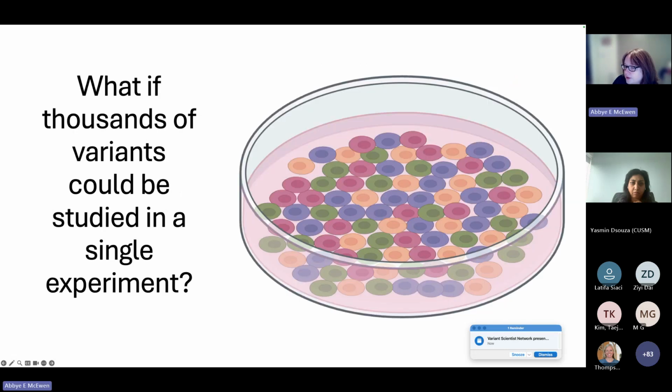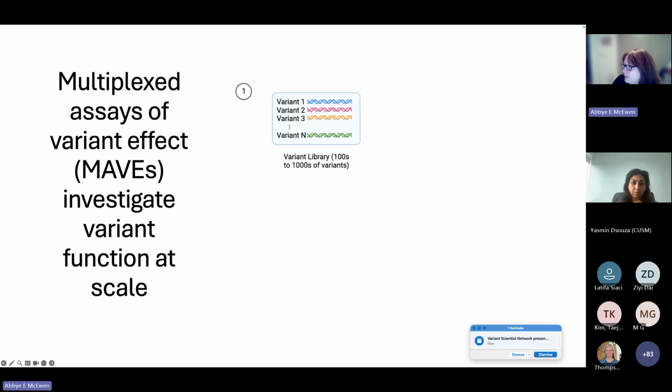So here's the question that's really changed our field. What if you could look at a whole pool of variants at a time rather than a single variant? What if you could do this for thousands of variants in a single experiment? And that's the idea behind multiplexing. So that's what multiplexed assays of variant effect, which I'm going to call MAVEs from here on, do.